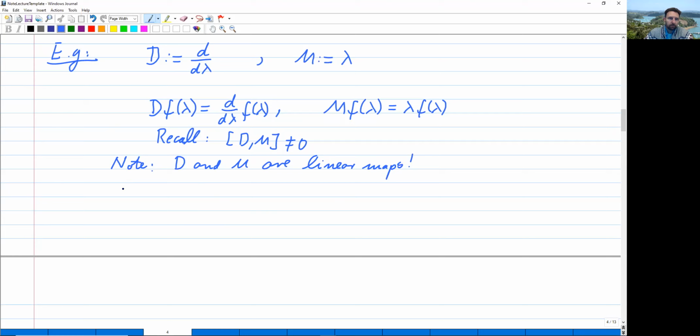For example, let's check this for D. I think I'll leave it to you as an exercise to show it for M. So for D, let's see. What do we have to show to prove that D is a linear map? Well, if we apply D to the sum of two functions, then if D is really linear, this should be the D of F plus the D of G. Well, let's check.